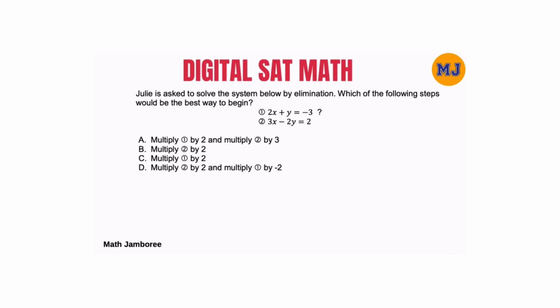In choice B, multiply the second one by 2. In choice C, we have multiply the first one by 2, and in choice D we have multiply the second one by 2 and multiply the first one by negative 2.